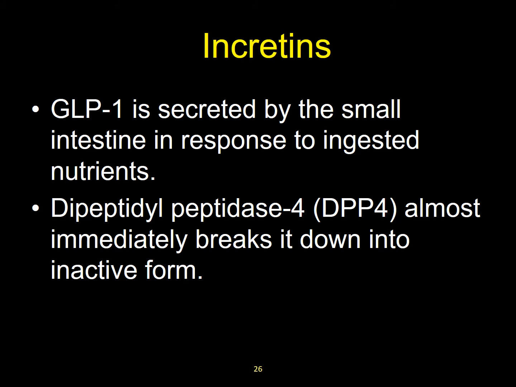So just think about it. You eat a big meal, you eat a big bowl of pasta, got a lot of carbs on board. You distend your intestine. The intestine releases GLP-1. The GLP-1 does a bunch of stuff that helps you digest that pasta. And then as soon as it's digested, the DPP4 enzyme breaks down GLP-1 so that you're not doing this stuff anymore. And then you get hungry again. It's time for the next meal. It's just part of the normal cycle.